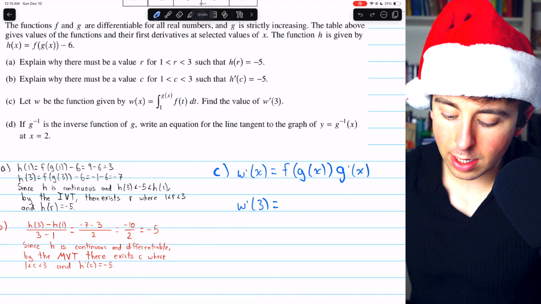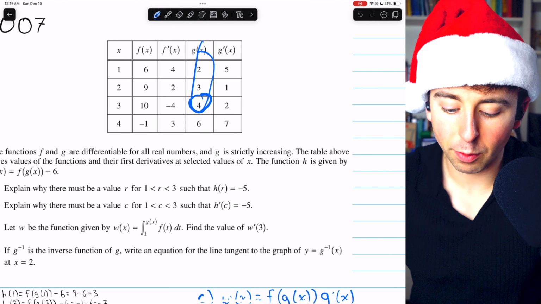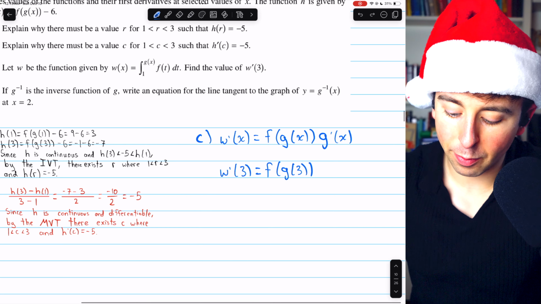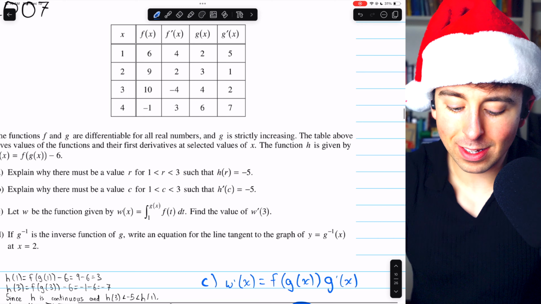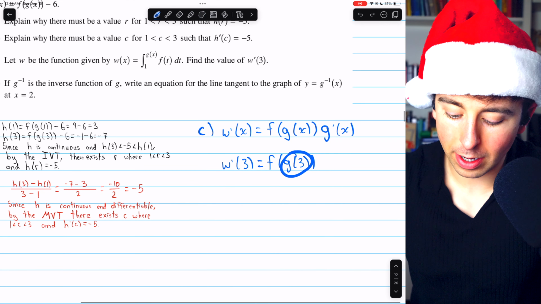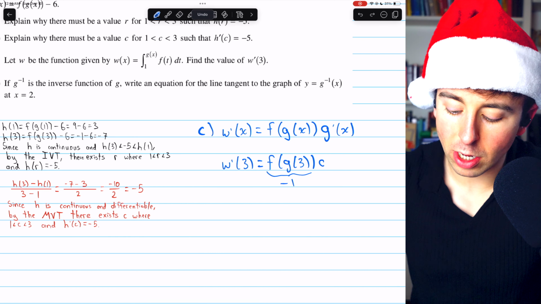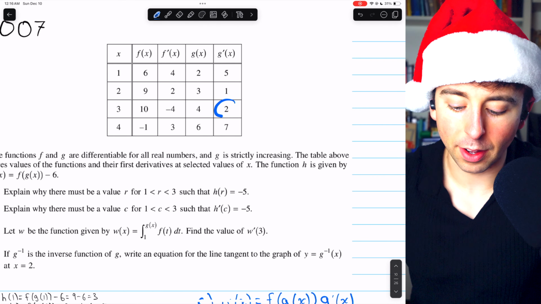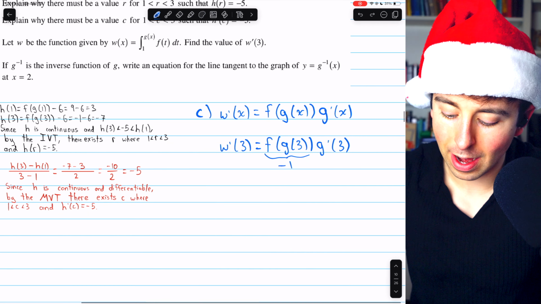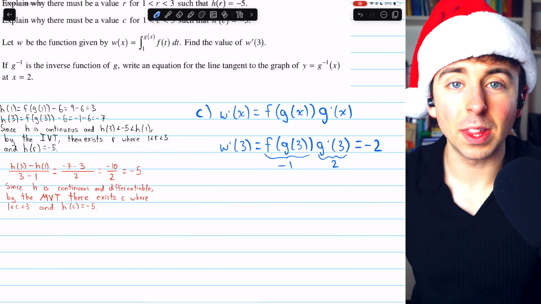We know that g of 3 from the table is equal to, let's see here, g of 3, right there, it's 4. So this is going to be f of 4, and what is f of 4? f of 4 is -1. Okay, so this part here is -1, but remember it's also getting multiplied by g prime of 3, which from the table we see is +2. So w prime of 3 is -2, their product.